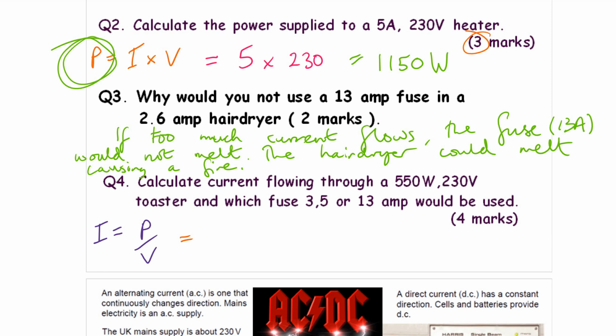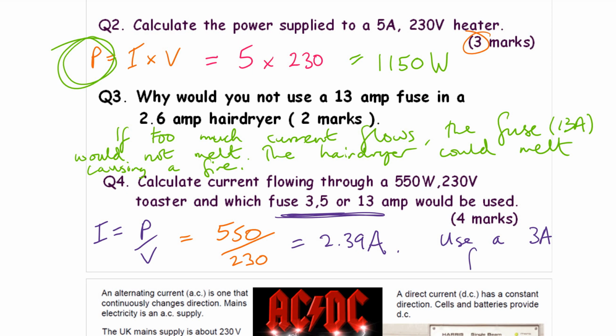Now the workings. Power 550 divided by the voltage 230. We've shown the workings. Now we want an answer. And we get 2.39. Current is measured in amps. So there's the first 3 marks, and then it says which fuse would you use? Look at the operating current and look for the fuse which is closest to it but above. We're going to use a 3 amp fuse.